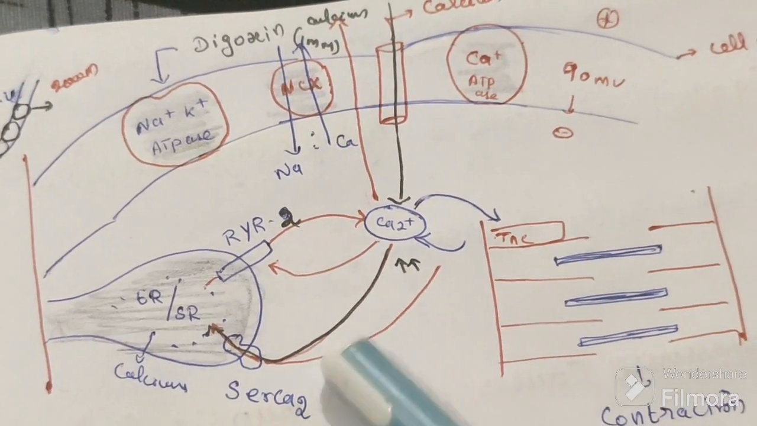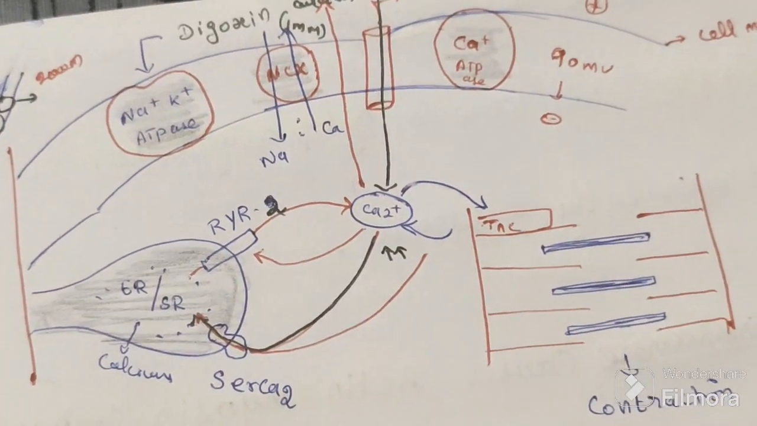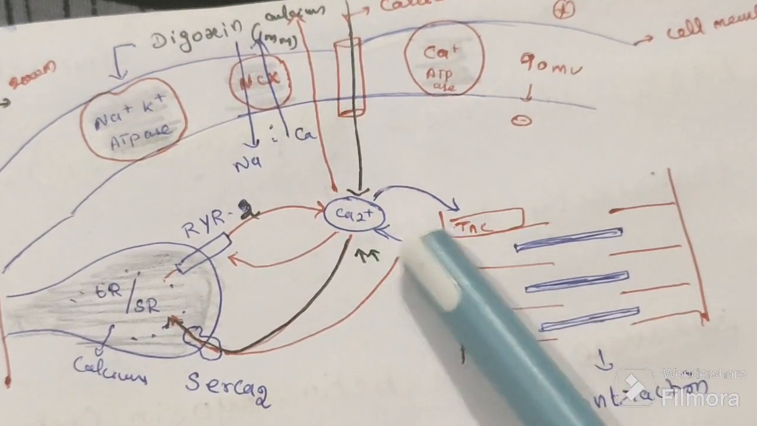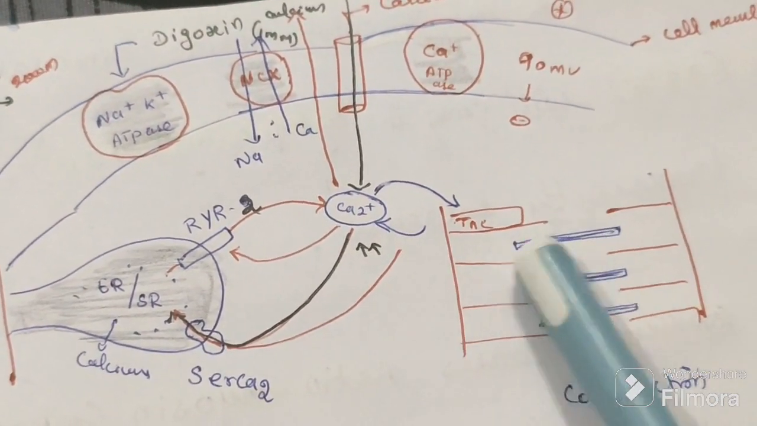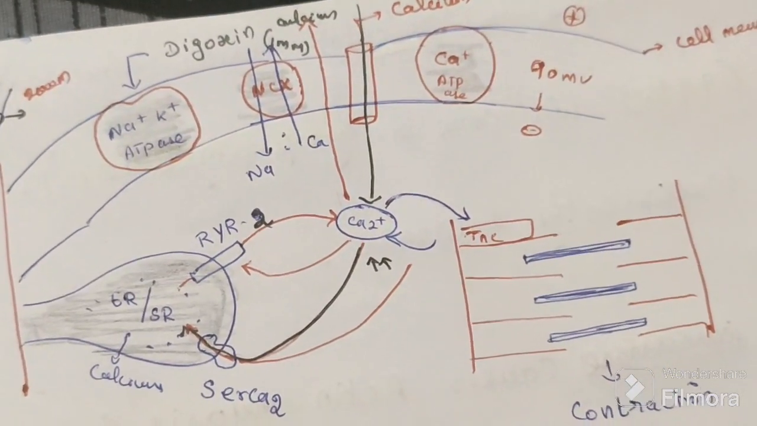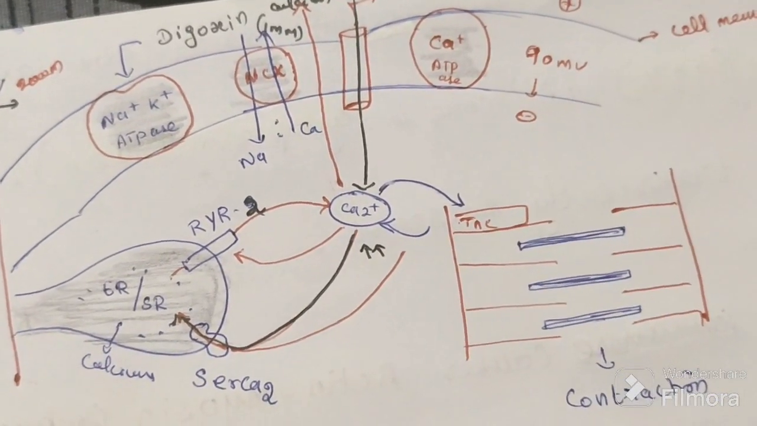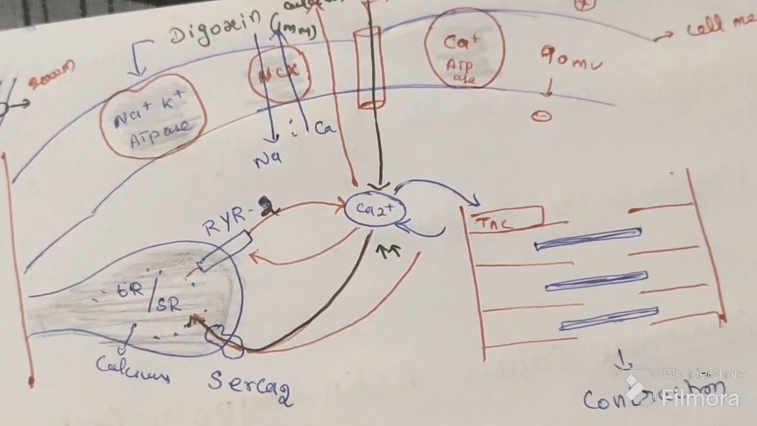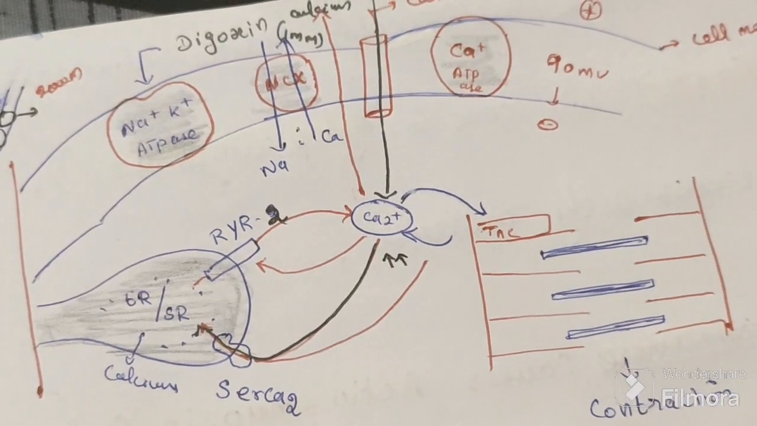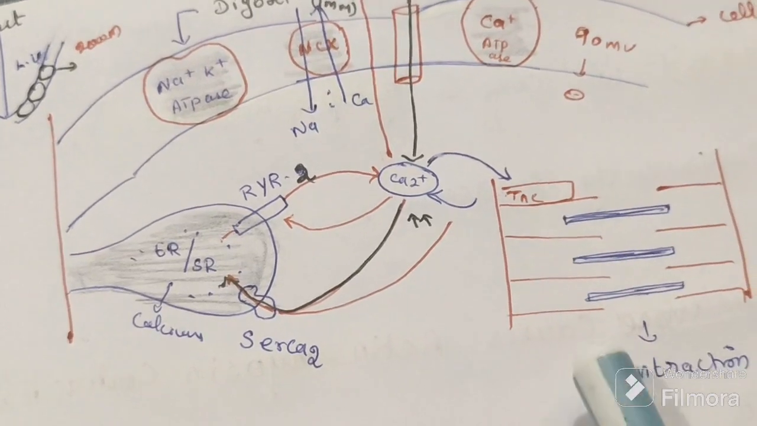So in the cytoplasm, calcium suddenly and transiently increases too much. This increased calcium will cause actin-myosin contractility. It will bind with troponin and cause actin-myosin filament contractility, and the cell will contract. This is systole. This is how systole takes place. Now systole is done.